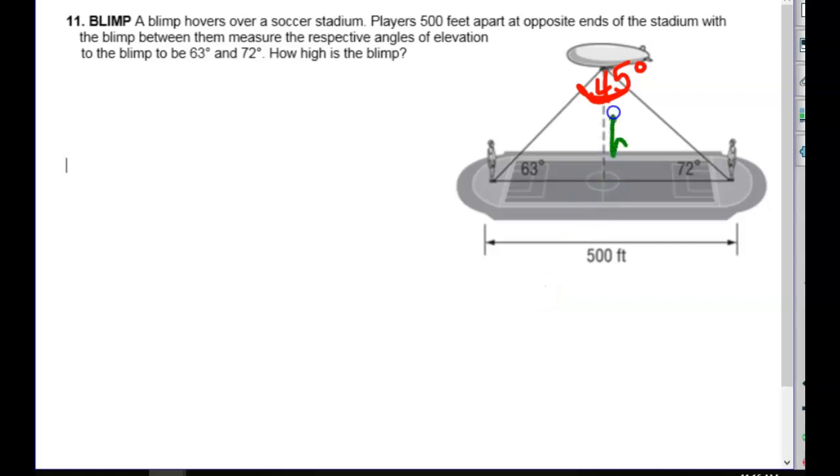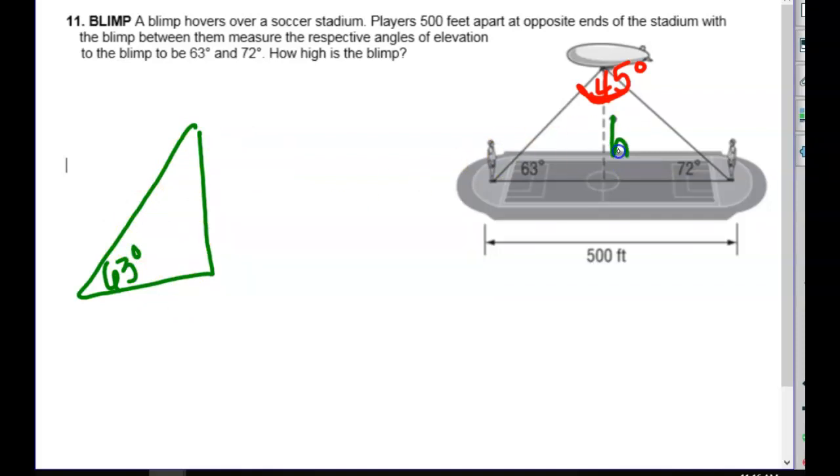I want this height eventually, but I can't find that until I find one of these, okay? Because I want to be able to use that right triangle, and right now, all I know about that right triangle is there's a 63 there. I don't know anything else. Until I know a length in this triangle, I can't use it.